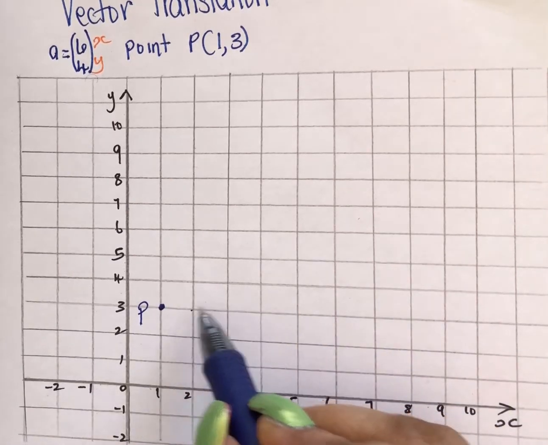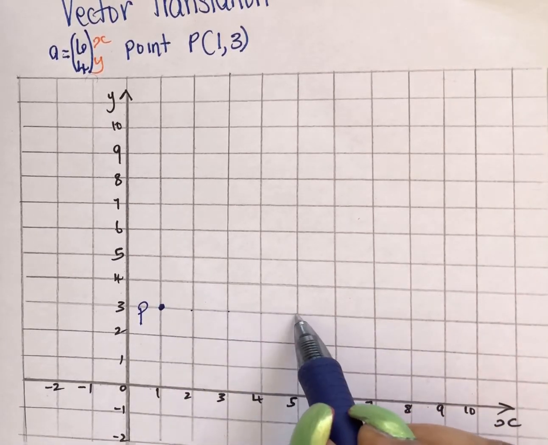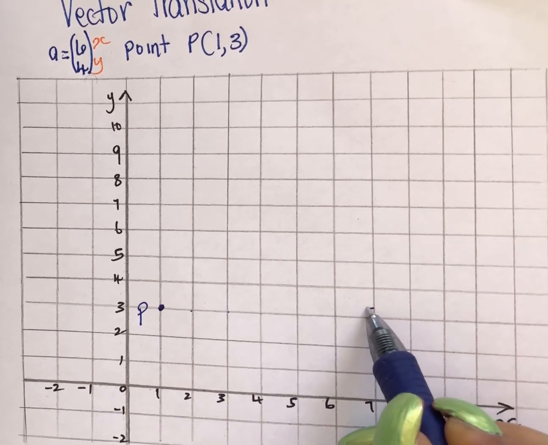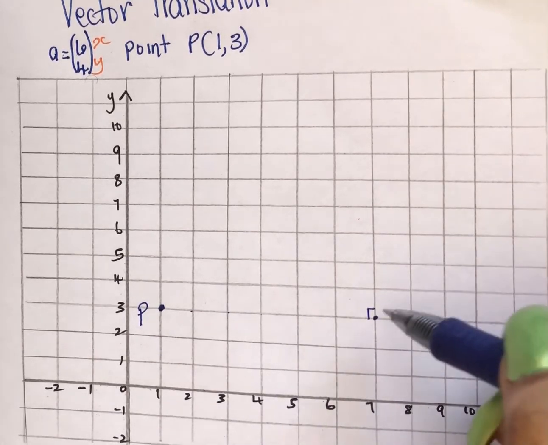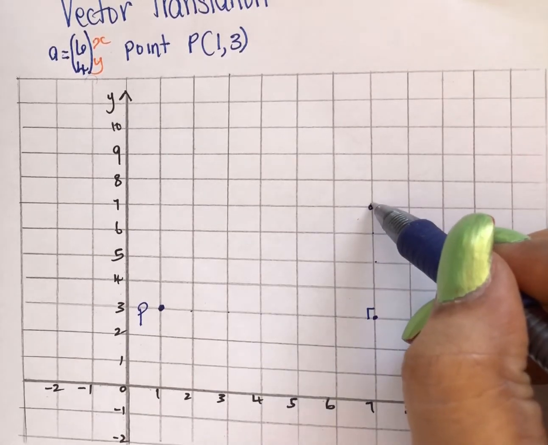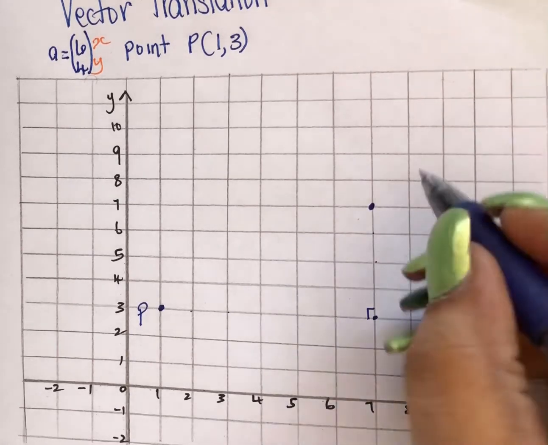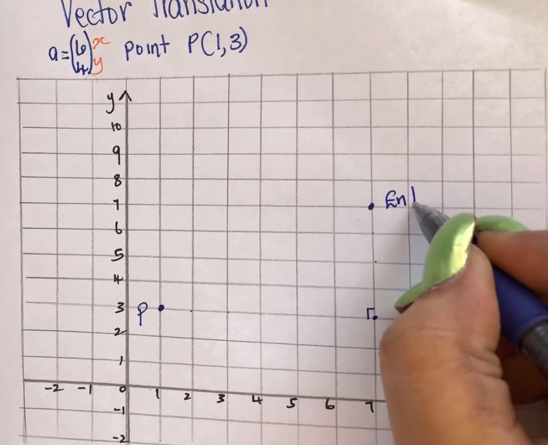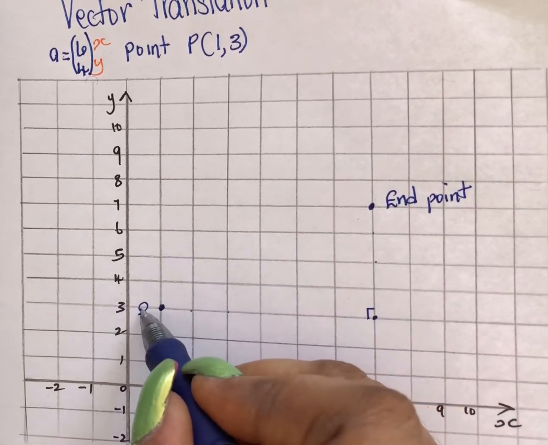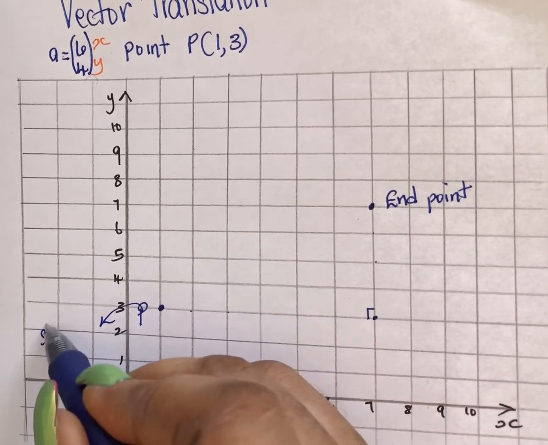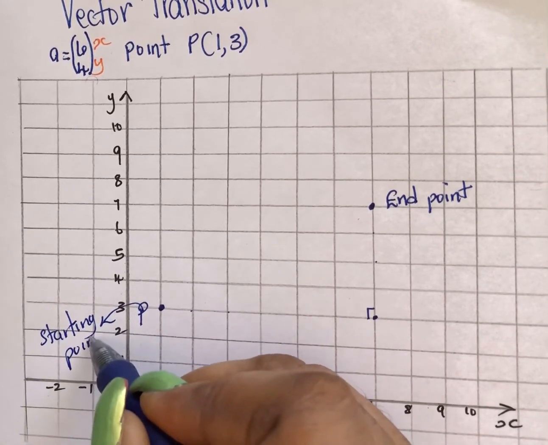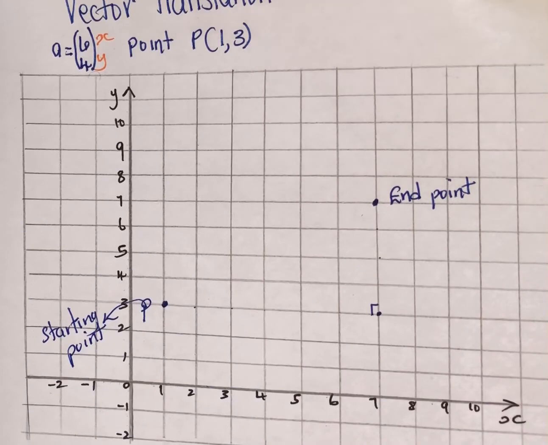So I go 1, 2, 3, 4, 5, 6 to the right. And then I'm going to move up by 1, 2, 3, 4. This signifies my endpoint. The point P, this is my starting point.